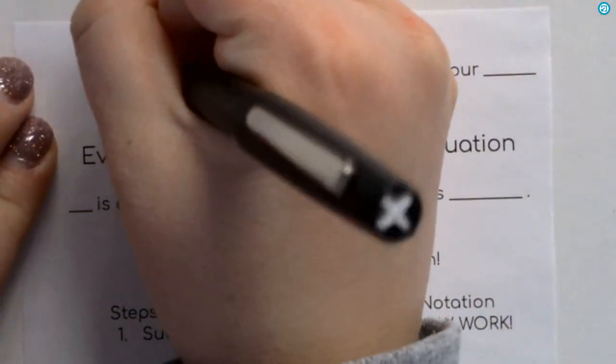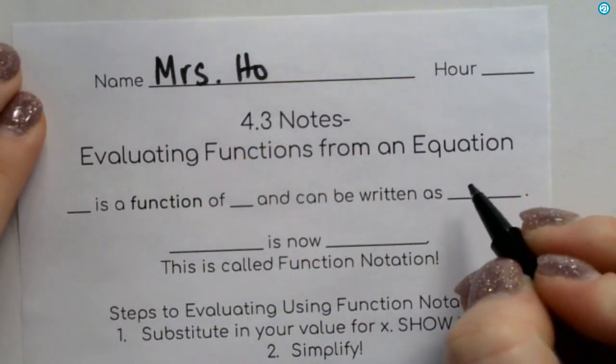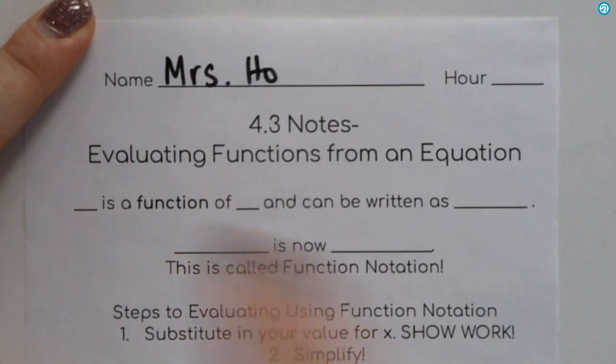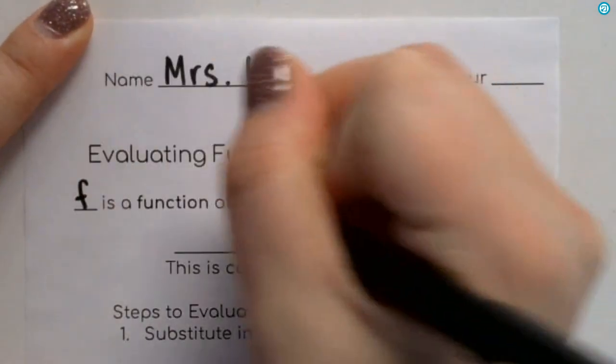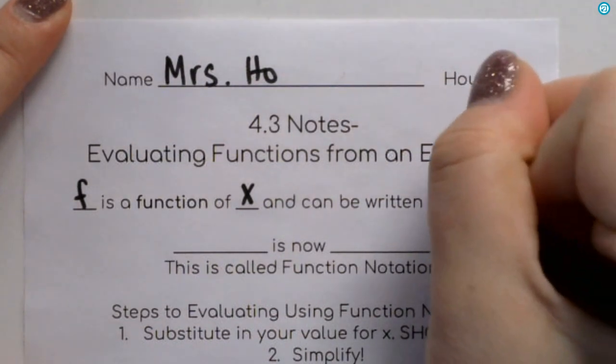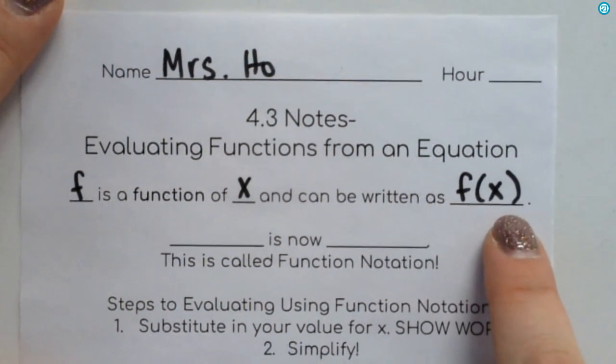So today we are looking at evaluating functions. We will be evaluating functions both from an equation and from a graph. So first thing that we need to know is our new function notation. So f is a function of x, and this can be written as f of x. So that means function of x.